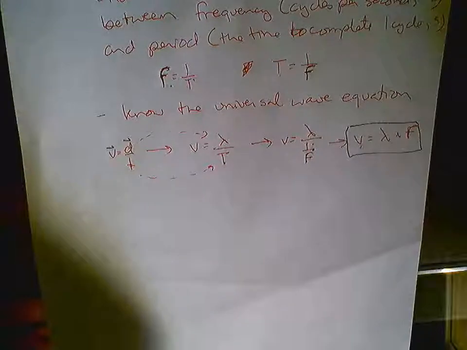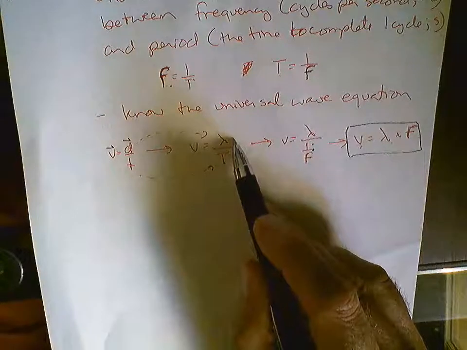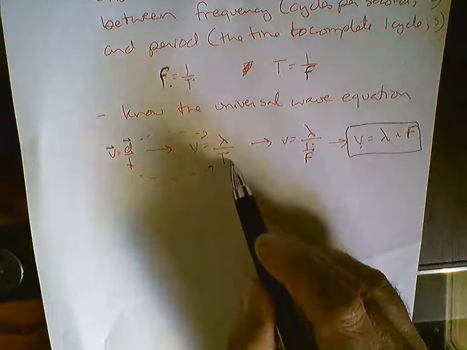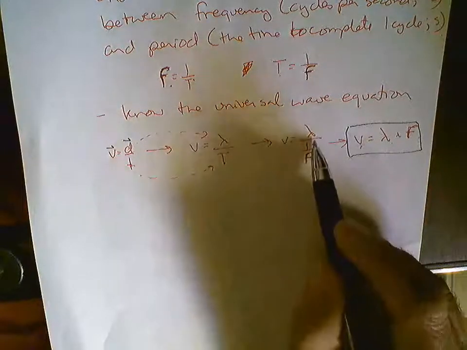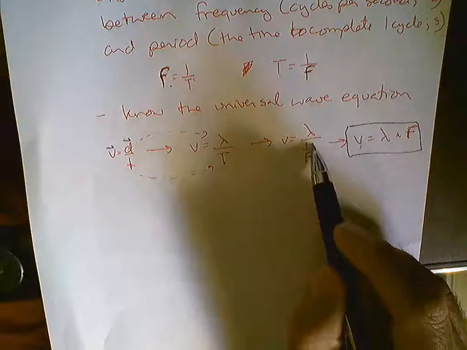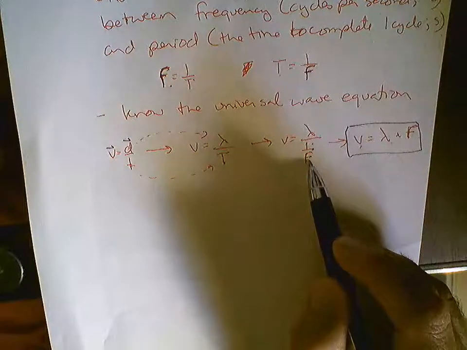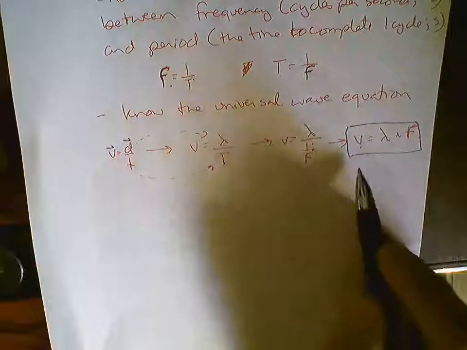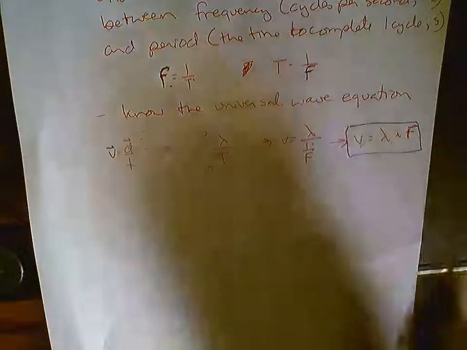Also, know your universal wave equation. Just the derivation of that. Velocity is equal to displacement over time. What is displacement in light? It's wavelength. And what is time? It's a period. But scientists would rather use frequency, which is 1 over period. So if we rearrange this formula, we get velocity equals wavelength times frequency.